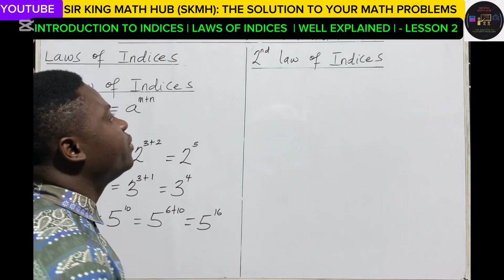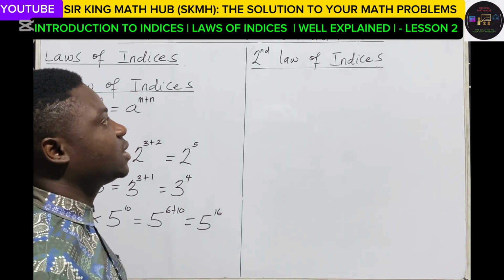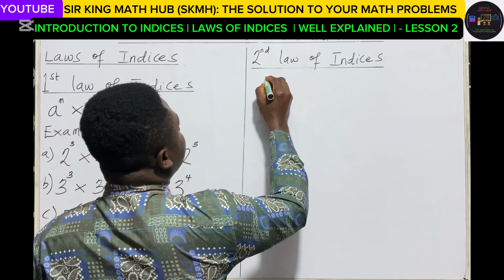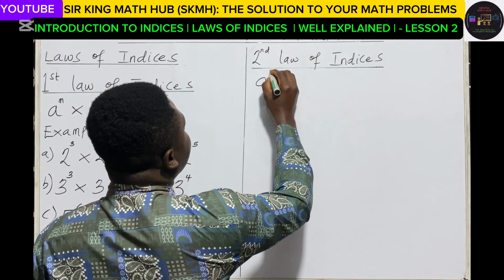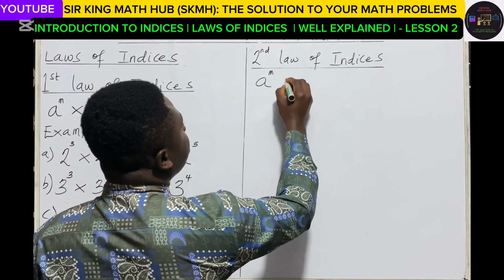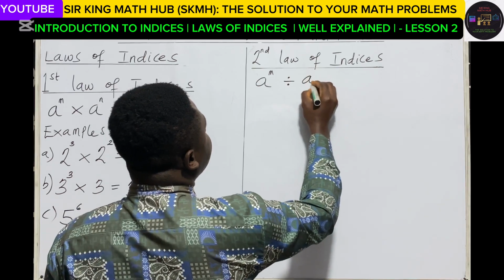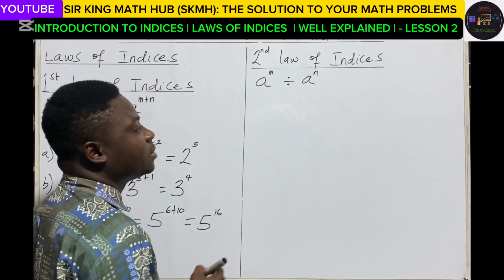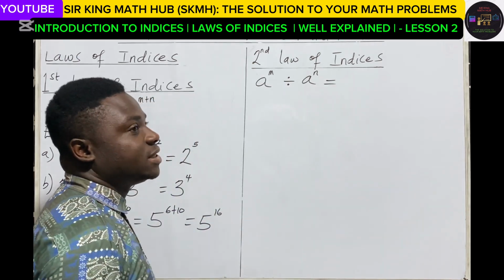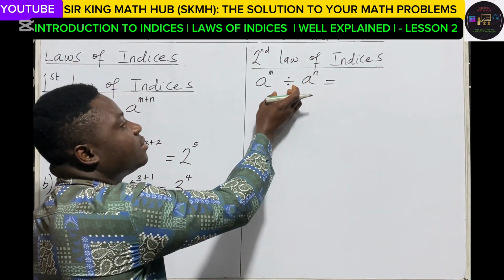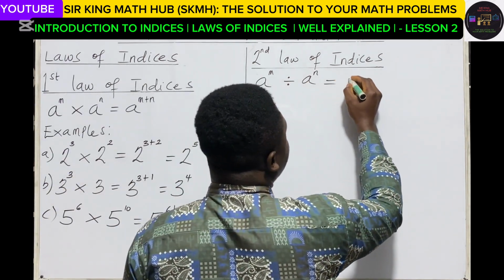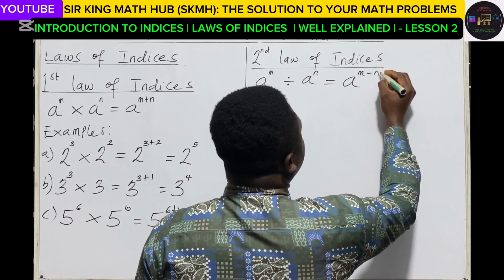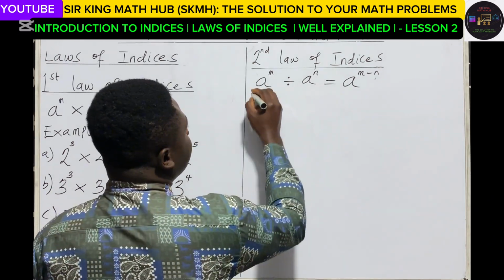So now we are moving to the second law of indices. The second law of indices, this is what the law says. Let's say we have an index with a base of a. So let's say a exponent m divided by an index with the same base, but this time a different index. All that this law is saying is that anytime the bases are the same and then they are divided, you write one of the bases and then we subtract the index.